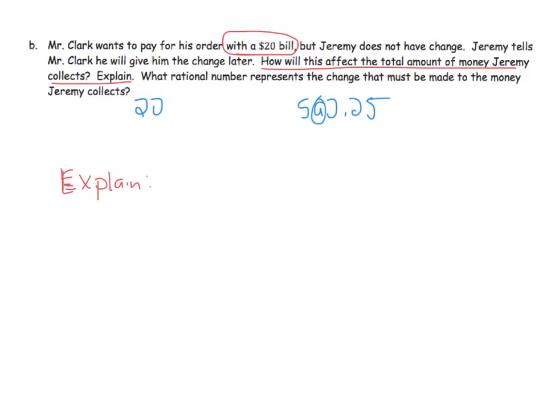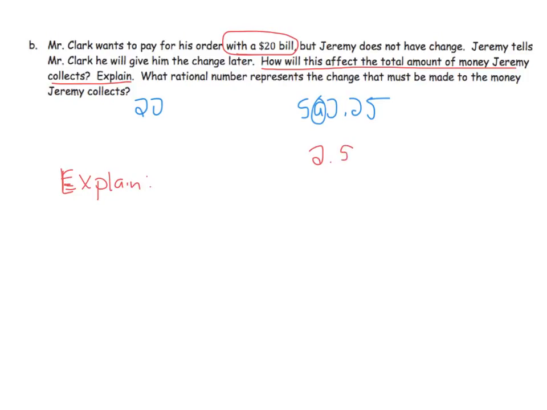So how is this going to affect the total amount? Well, think about it. If you were collecting money and you still have to give someone change, you'll collect all of the money, but then it is going to decrease the amount that you initially collected. So it's going to decrease the amount by the amount he has to pay Mr. Clark back. So now we need to figure out how much change he is going to give him.